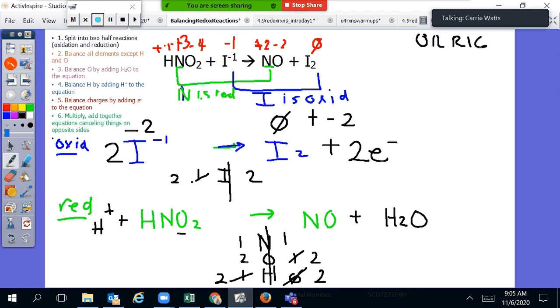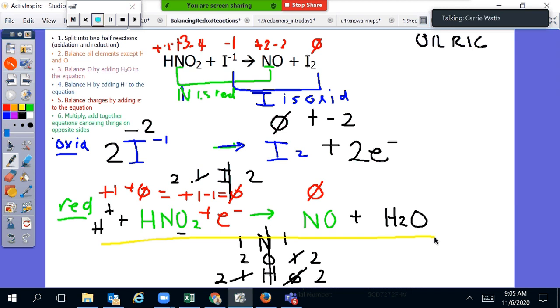Now we've got to balance charges on the left and the right. On the left we've got +1, and then the HNO2 is going to be a 0. So we have a total of +1. On the right, we have 0. So in order to balance it out, we have to add 1 electron to the left, making it now 0. Now we've completed steps 2 through 5 for both oxidation and reduction.